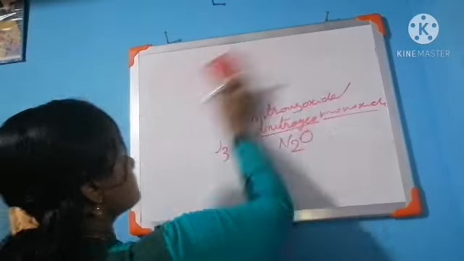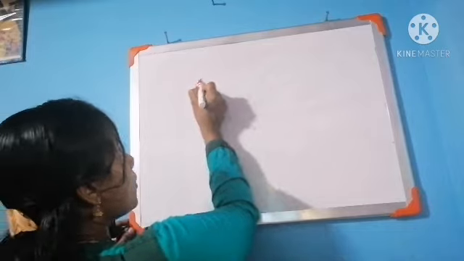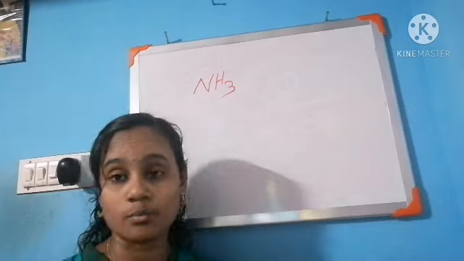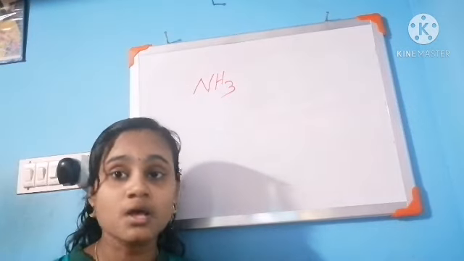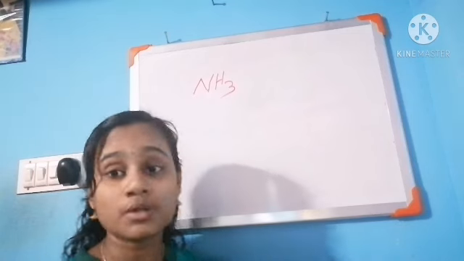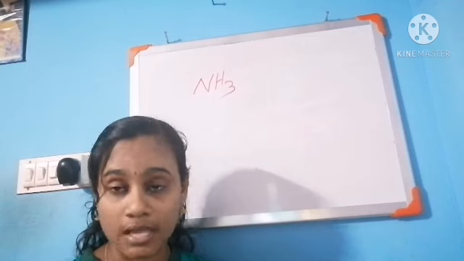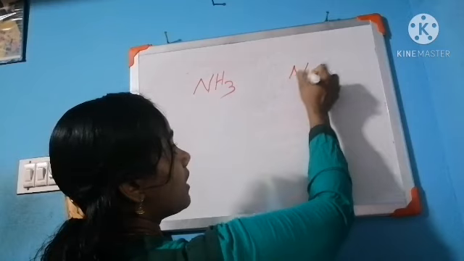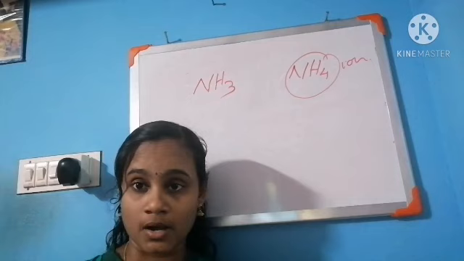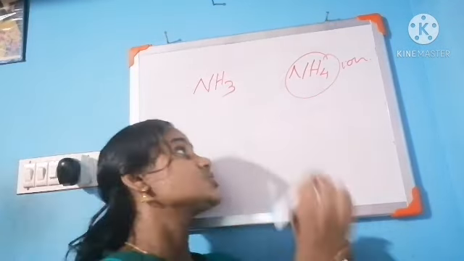And next, one more gas is ammonia. Ammonia is NH3. Ammonia is a gaseous compound. So the formula of ammonia is NH3. But ammonium: its formula is NH4. It is an ion, not a compound. Ammonium is an ion, so the formula is NH4 and its valency is 1.